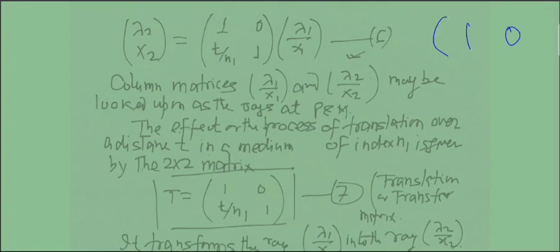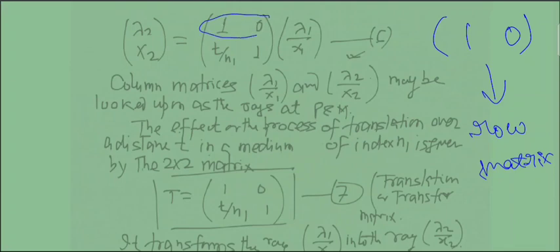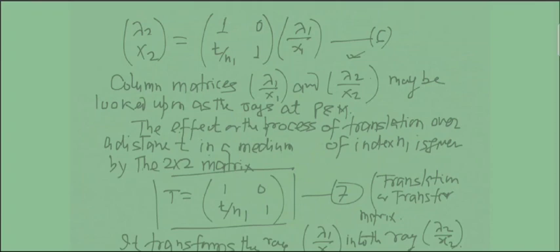Suppose you have a matrix of this kind. This is a row matrix. Why is this a row matrix? Because every matrix has rows like this. This is your first row, this is your second row in this matrix. And similarly, this is your first column, this is your second column in your matrix. Look at it once again. This is your first row, this is your second row, this is your first column, this is your second column in this particular matrix.